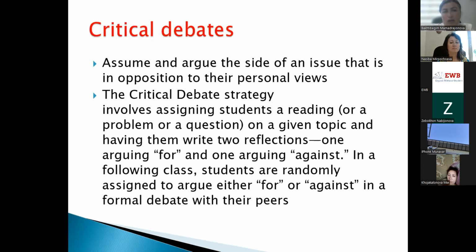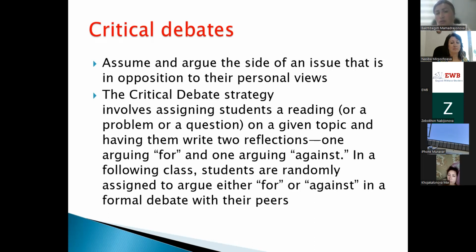And here the last one, critical debates. Critical debates assume and argue the side of an issue that is in opposition to their personal views. The critical debate strategy involves assigning students a reading or problem or question on a given topic and having them write 2 reflections, one arguing for and one arguing against. In the following class, students are randomly assigned to argue either for or against in a formal debate with their peers. So critical debates, it is really a good one.